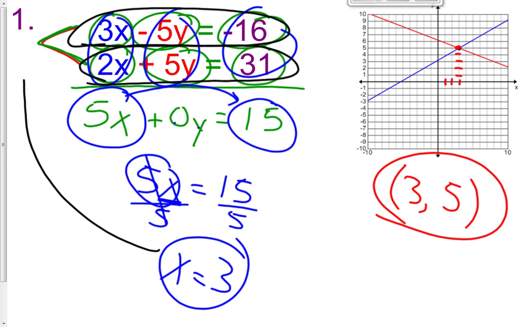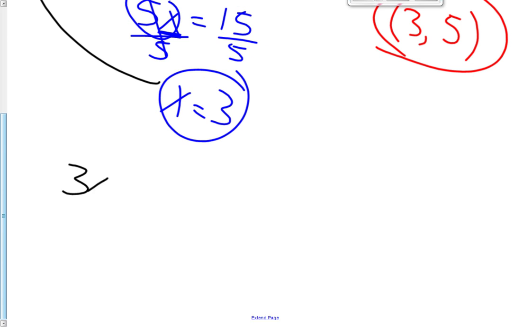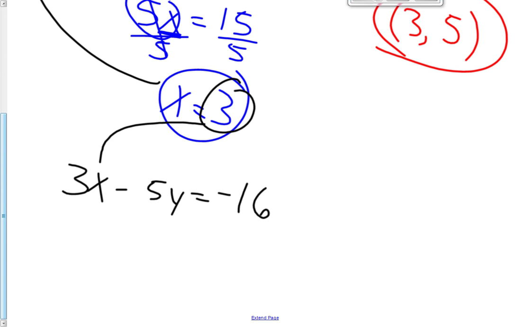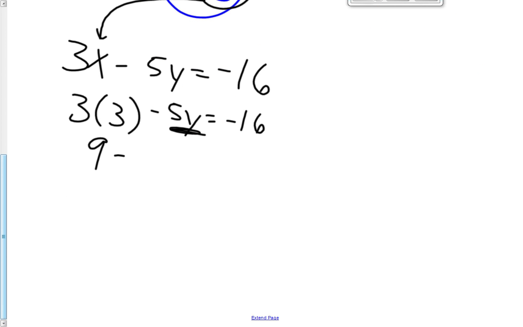So let's put 3 into the top one. Okay? So it's 3x minus 5y equals negative 16. And now we're saying that x equals 3. So I'm going to put this 3 in right there. So it's 3 times 3 minus 5y equals negative 16. Now let's solve for y. 3 times 3 is 9. 9 minus 5y equals negative 16.